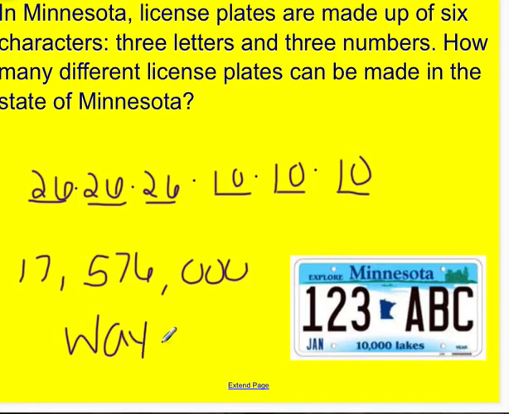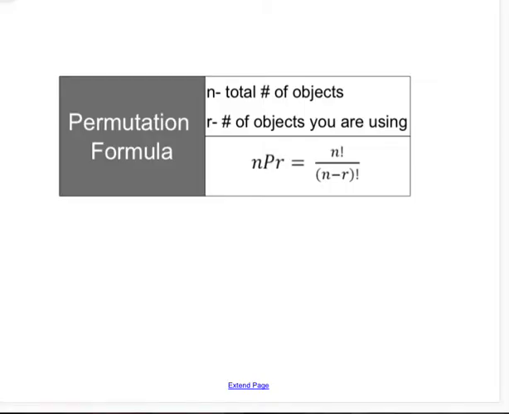So let's next take a look at this permutation formula because that's what our note sheet's about. I'm sure you're all very curious as to what a permutation formula is. N represents your total number of objects. R represents the number of those objects that you're actually using. So if I say there's 7 people but you're only going to use 4 of them, 7 is your N, 4 is your R. N is always bigger.